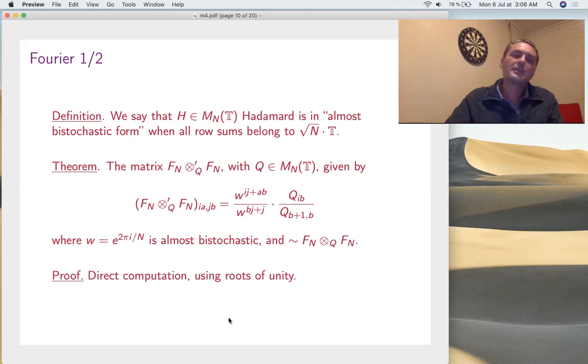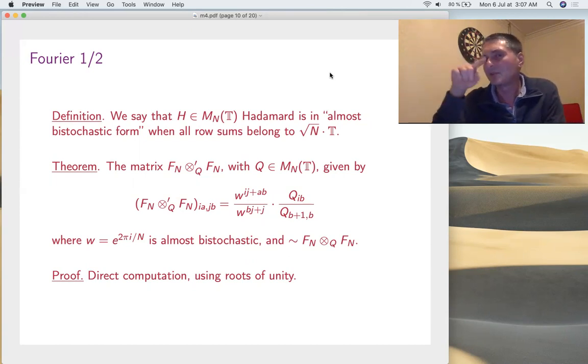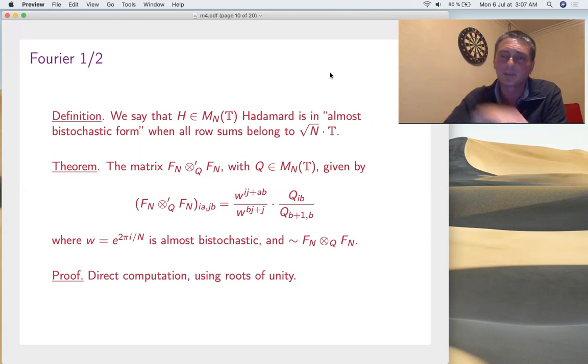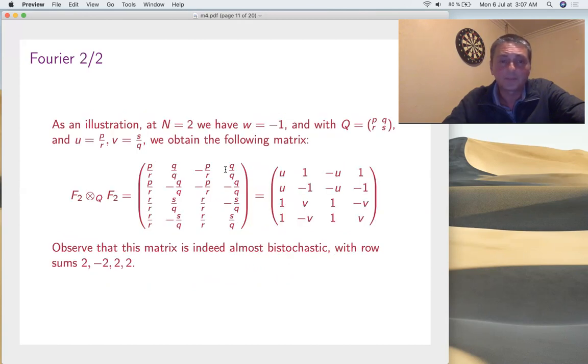You can do it for Fn tensor Fn. This is a deformation of Fn tensor Fn, so you can modify it in this way. This matrix with the prime, there's the formula, and it's almost Bistochastic. The row sums have the same absolute value, so it's enough to multiply them by numbers on the circle and get a Bistochastic matrix. So this definitely works, and it's not really obvious. I had to work a bit to find it. But the problem now is that if you try Fn tensor Fm, we don't know.